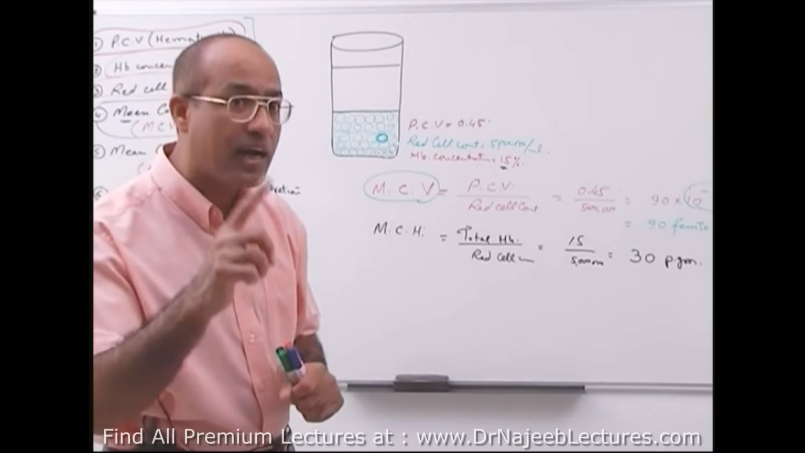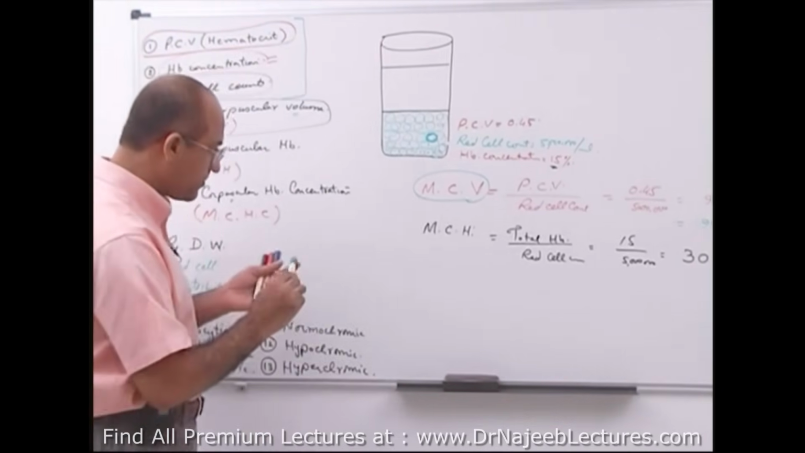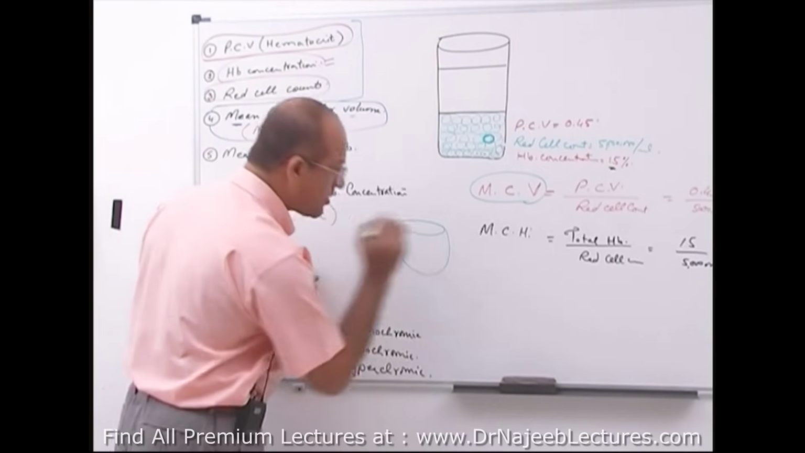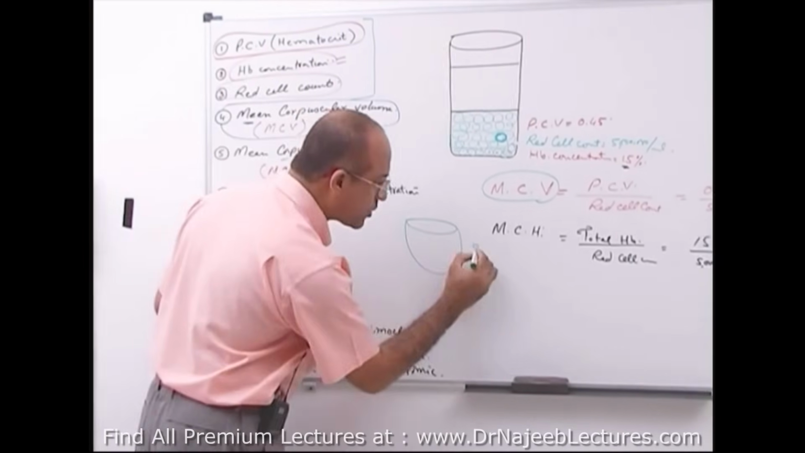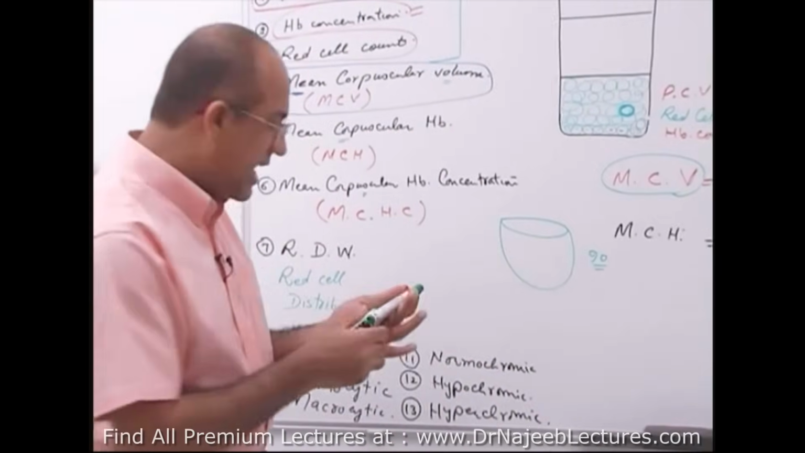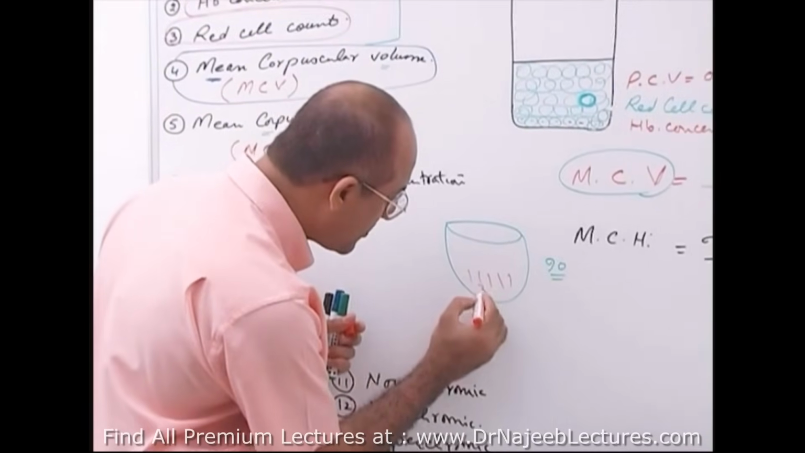Concentration of hemoglobin per RBC is a slightly different concept. Let me tell you. Let's suppose this is a bag. This is a bag of 90 units. Total capacity is 90 units. And how much hemoglobin does it have? 30 units.